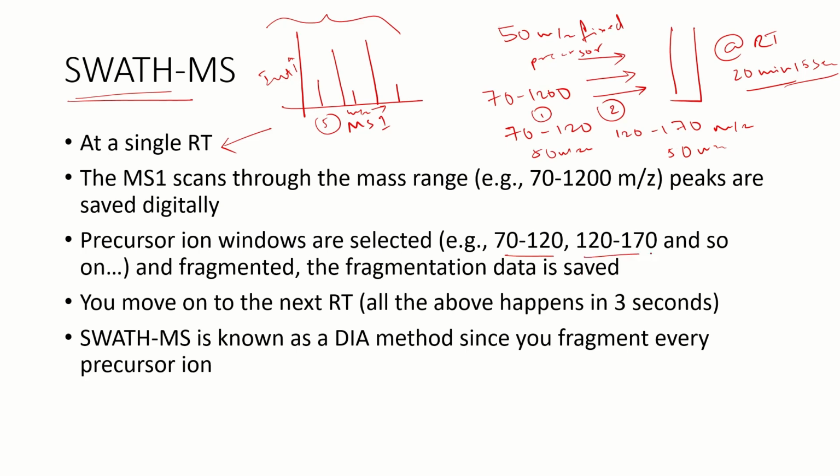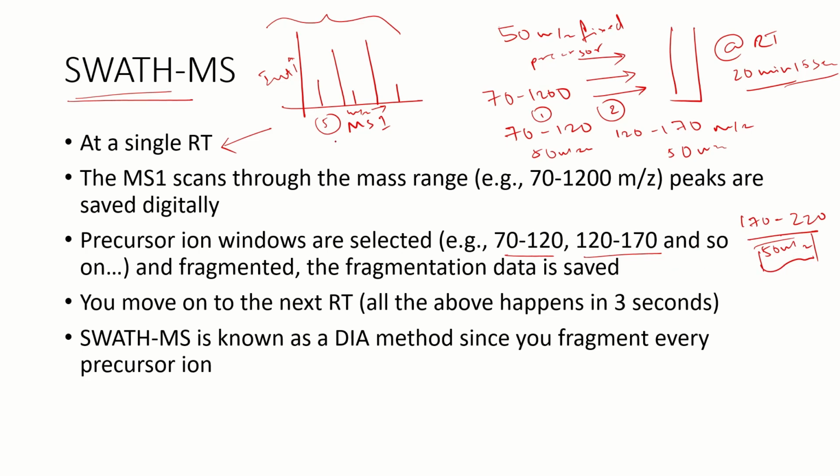70 to 120, 120 to 170. The next one would be 170 to 220. Again 50 m/z. There are other techniques with which you can select a variable window size, but that is out of scope for now.